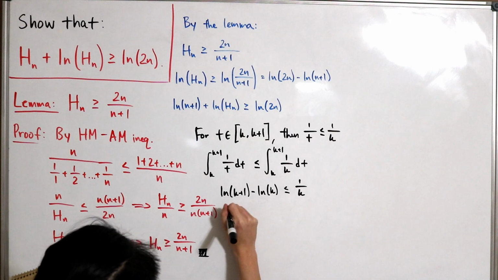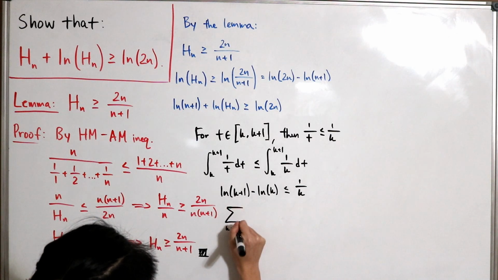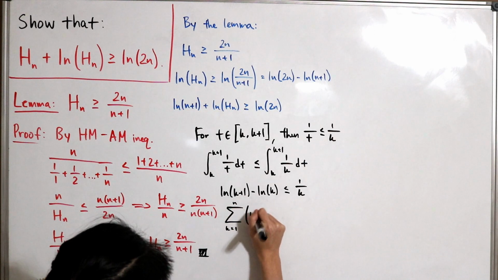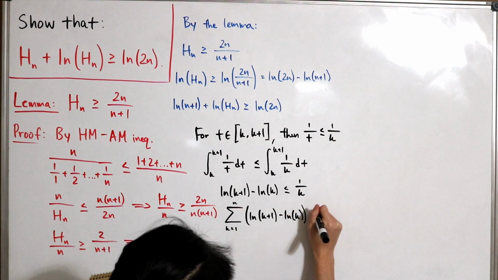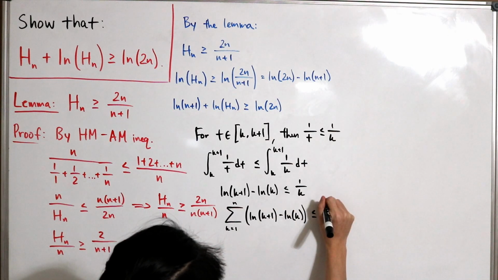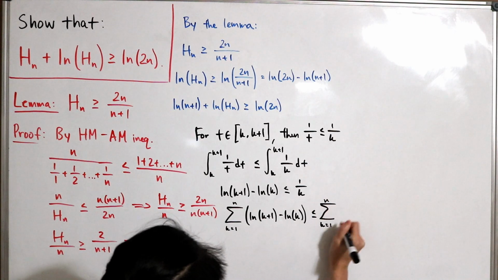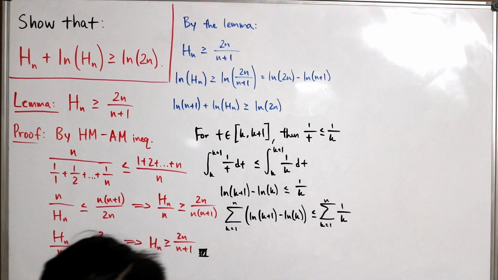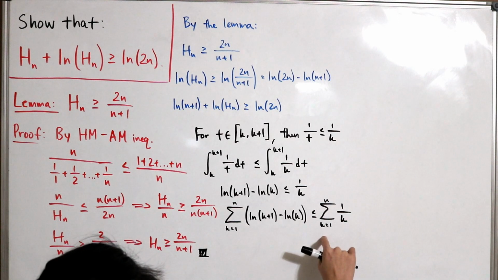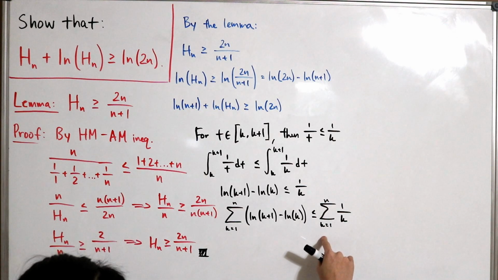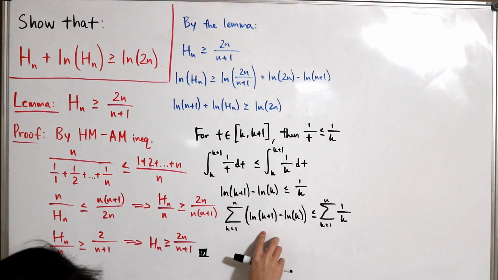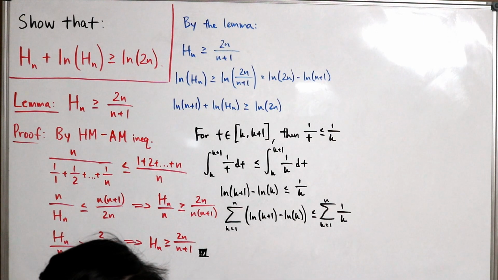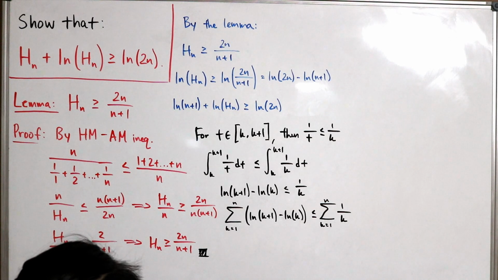Our index is going to start from k equals 1 to n of ln of k plus 1 subtract ln of k. On the other side, the sum from k equals 1 to n of 1 over k. Now obviously this right-hand side, by definition, is the nth harmonic number, so I can just replace that. But notice that the sum with ln of k plus 1 minus ln of k, if you do the series expansion, the terms are going to cancel out.